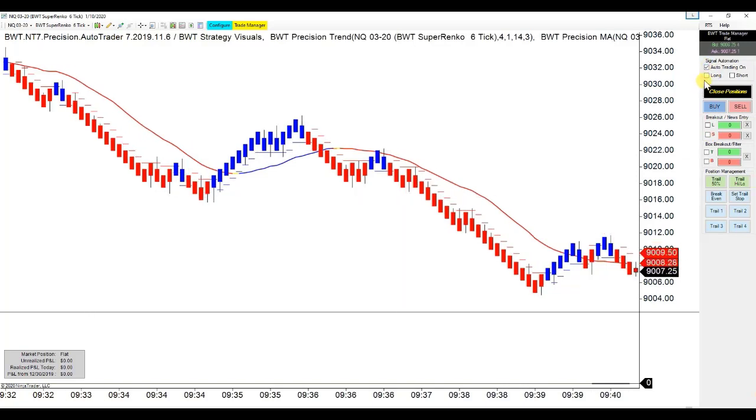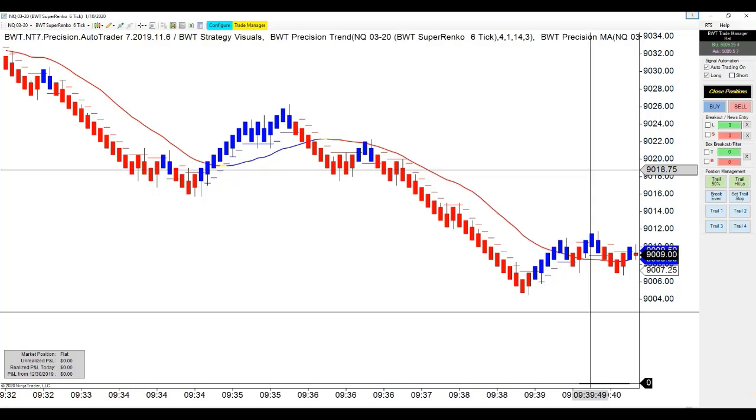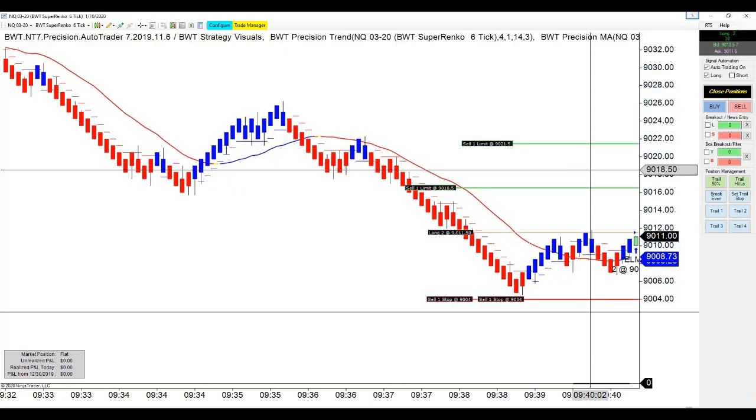Okay, well, 9,005 is not a bad level. Let's see if I can try a long now. So once again, I'm just looking for, well, the other trader is looking for a bullish pattern to develop, and then a long trade will be taken. Here it is.